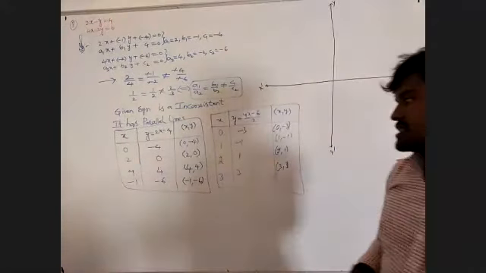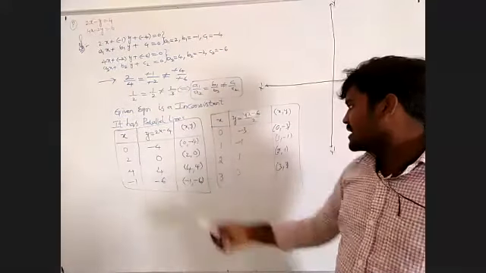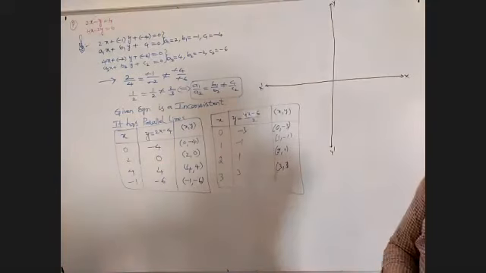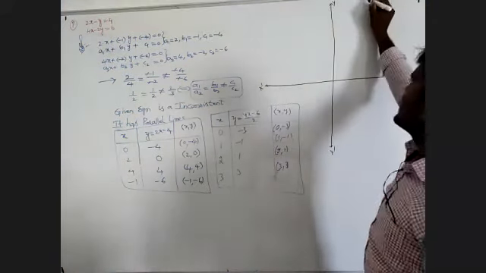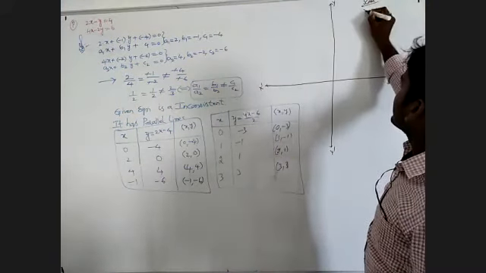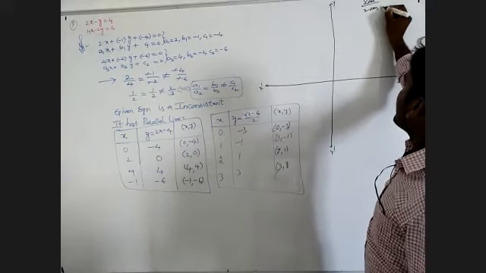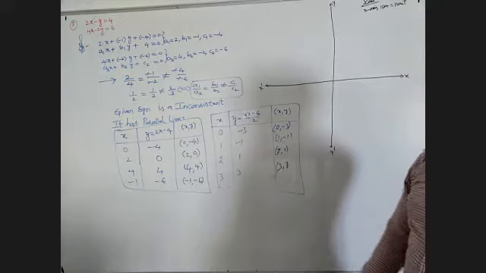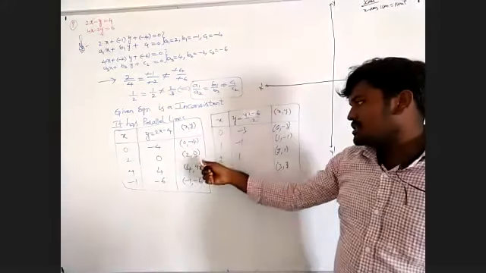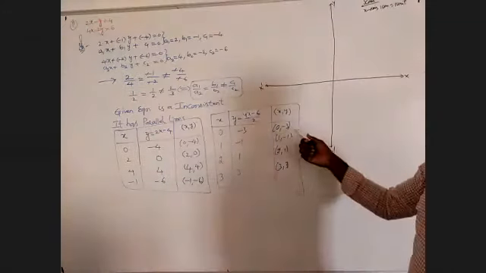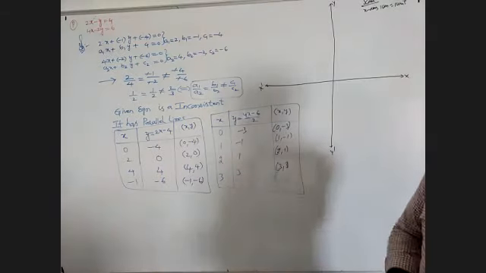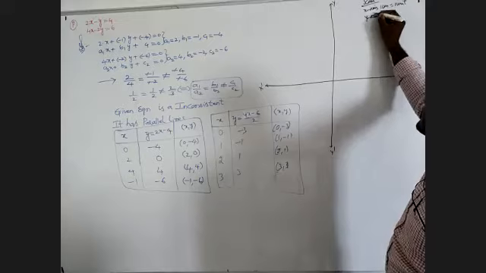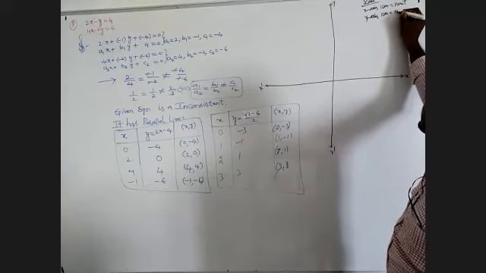This is x, this is x dash, this is y, this is y dash. We observe in the x-axis values 0, 2, 4, minus 1, and 0, 1, 2, 3. They are normal values, so we have to take the scale. On the x-axis 1 centimeter is equal to 1 unit. Similarly on the y-axis we have 4, 0, 4, minus 6, minus 3, minus 1, 2, 3. Here also they are normal values, so on the y-axis 1 centimeter is equal to 1 unit.